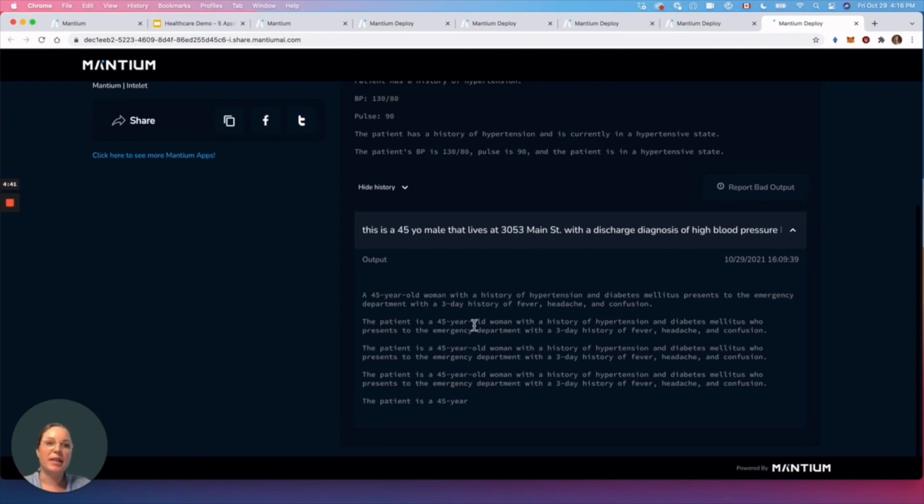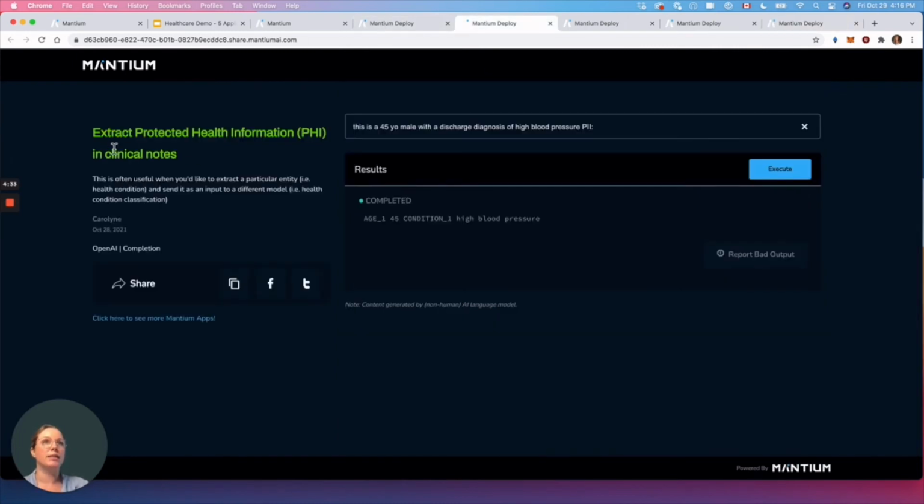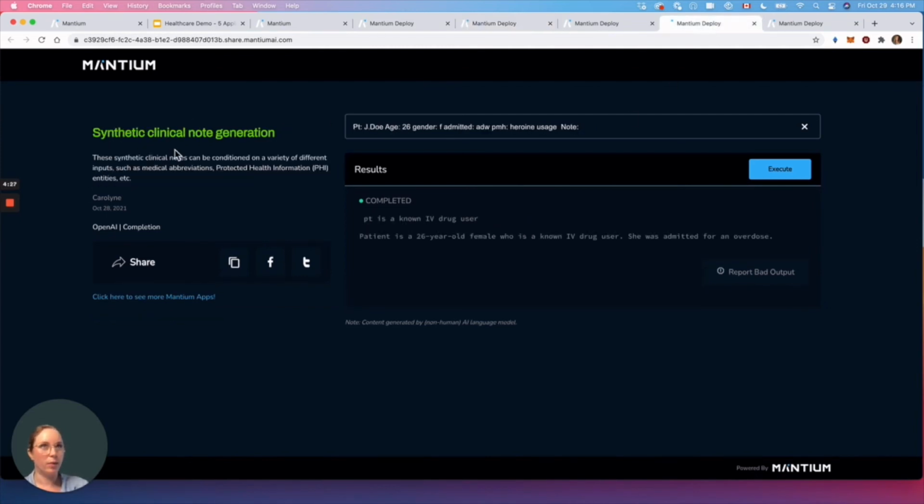And the reason for this is because this intelet is made up of two AIs. So the first one, just to remember, is extract PHI and clinical notes. And then it's also made up of this one, synthetic clinical note generation. And this synthetic clinical note generation, as I mentioned before, we've allowed it to take a more creative approach. And we do this by increasing the temperature of OpenAI's GPT-3 model. And so what this does is that it doesn't always follow the input that we give it. And in our use case, that was okay.